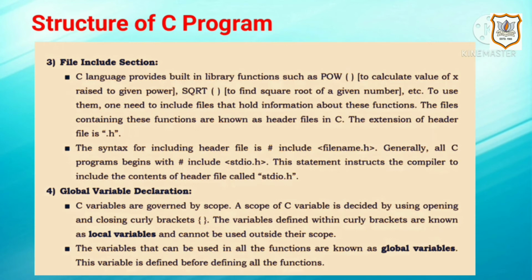Next one is a global variable declaration. C variables are governed by scope. The scope of a C variable is decided by using opening and closing curly brackets. The variables defined within curly brackets are known as local variables and cannot be used outside their scope. The variables that can be used in all the functions are known as global variables. This variable is defined before defining all the functions.